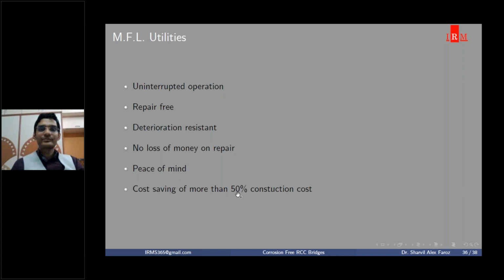In one statistics, it was found that you can save more than 50% of the construction cost if you use this technology, because statistically it has been found through various projects. Over the last 30 years, it has been found that major bridges which require repair have cost more than 50% of the initial construction cost. So if you use M.F.L technology, you can massively save that cost, which could be even more than 50%. Right?